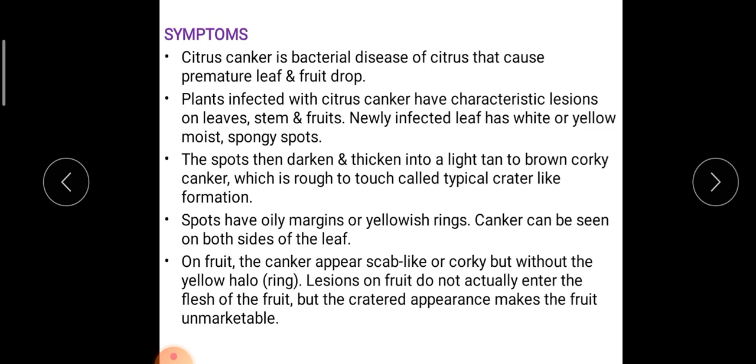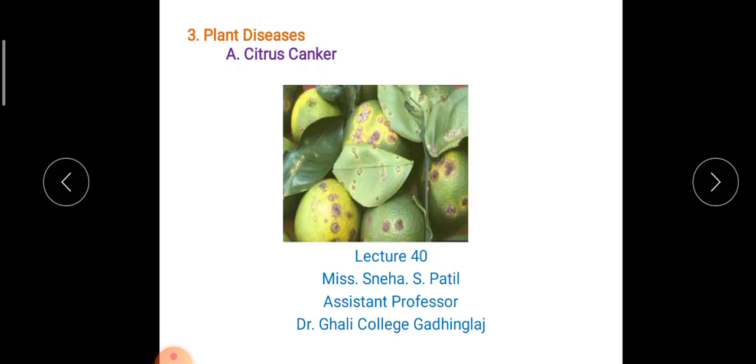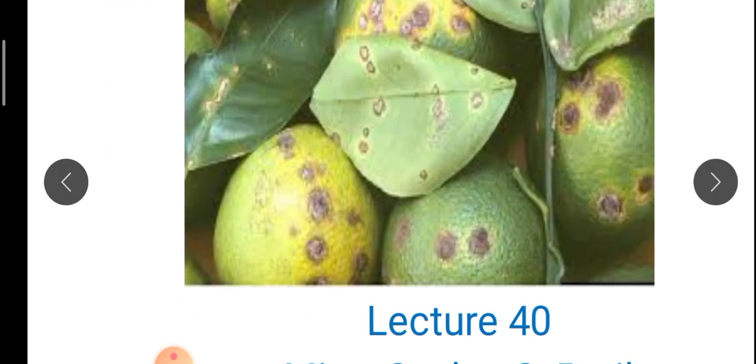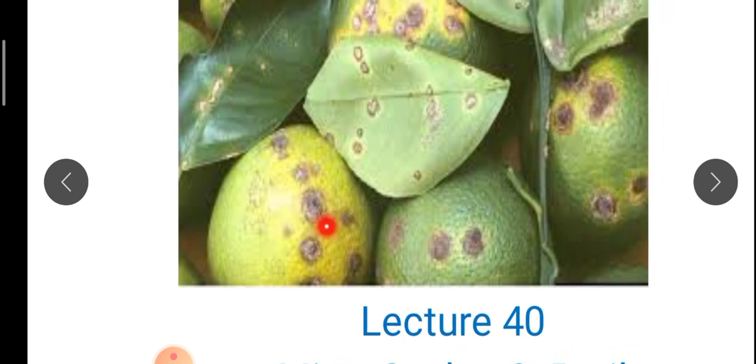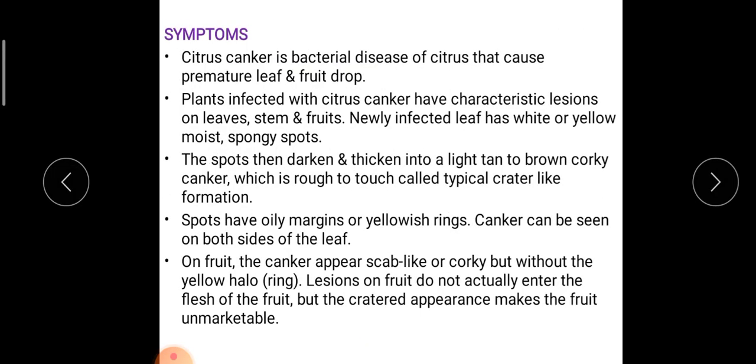Infected or cankerous fruit shows characteristic lesions on leaves, stems and fruit. Newly infected leaves, especially in the first stage, show white or yellow colored moist spongy spots, and later on they become darker tan in color with a brown crocky appearance. You can see here, in the initial stage or newly infected it is yellowish color, and afterwards it has become tan or brown color with a crocky appearance.